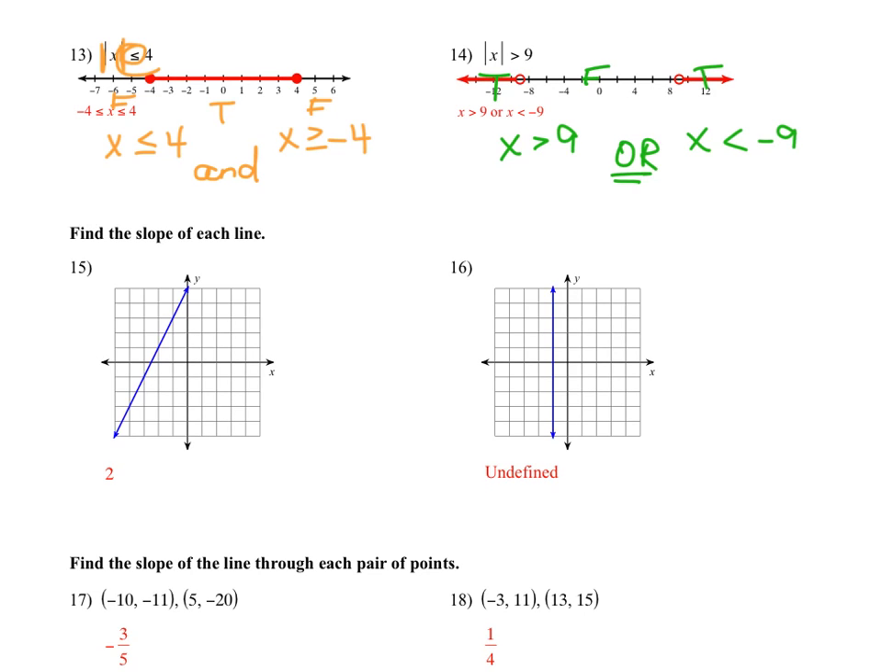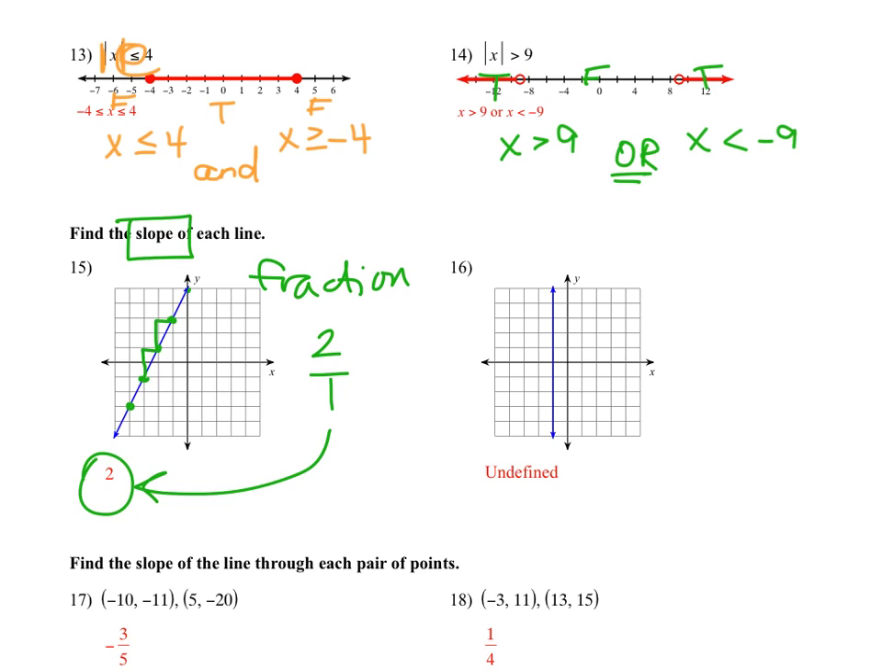15 and 16. Remember, so 15, you're just counting rise over run. You need to find just at least 2 points where it's crossing, and it's just asking for the slope, which we always write as a fraction. So this is rise 2, run 1, rise 2, run 1. So you could have written 2 over 1, or they just simply wrote 2.